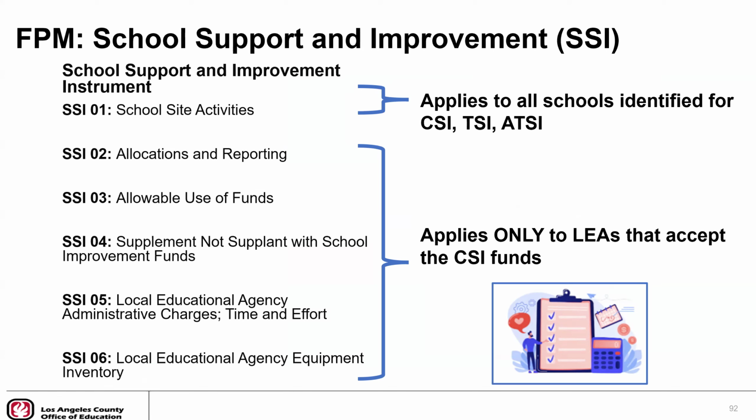There are 6 items in the SSI instrument. SSI 1 reviews the school site activities for all schools that have been identified for CSI, TSI, and ATSI. SSI items 2 through 6 apply only to LEAs who have accepted the CSI funds. And the items for review for the CSI funds are basically the same fiscal items that are reviewed for other federal programs. They are allocations and reporting, allowable use of funds, supplement not supplant, LEA administrative charges, time and effort, and lastly, LEA equipment inventory.